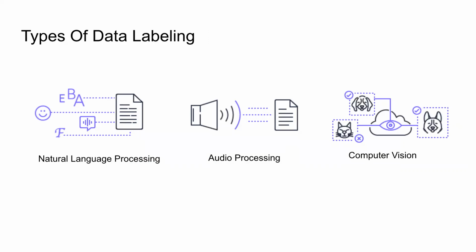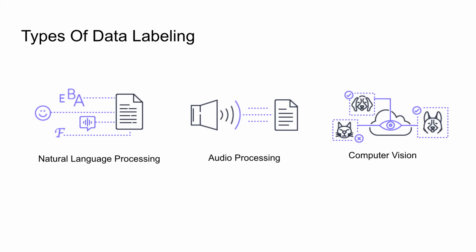Types of data labeling. So you have natural language processing, audio processing, and the big one, and I think the newest kind of development, is computer vision. So natural language processing usually entails manually identifying important sections of a text or tagging the text with specific labels to generate your training data set.